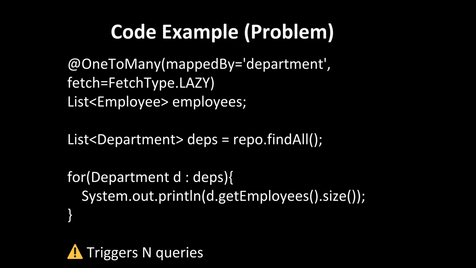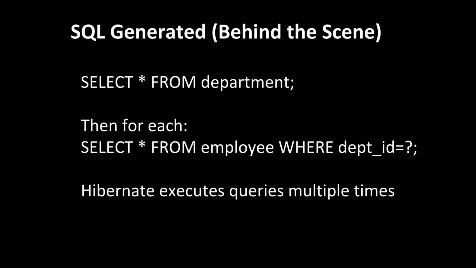Let's see the code that causes this issue. We have Department with @OneToMany(mappedBy = "department", fetch = FetchType.LAZY) private List<Employee> employees. Now in the service, List<Department> departments = departmentRepository.findAll(). For each department in departments, System.out.println(department.getEmployees().size()). What happens here? First a query for departments, then for each department an employees query. That's N+1. Now let's fix this problem.